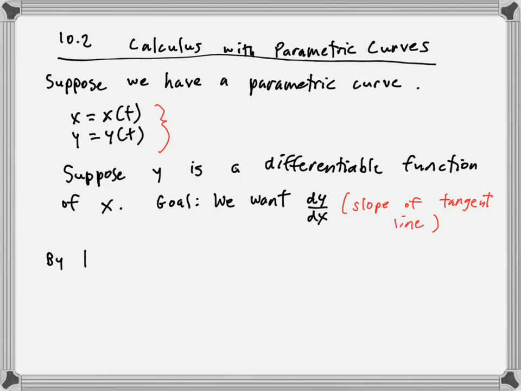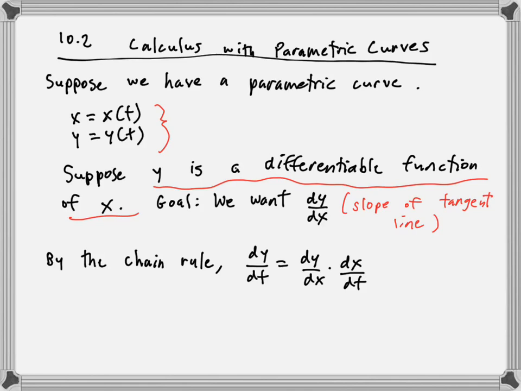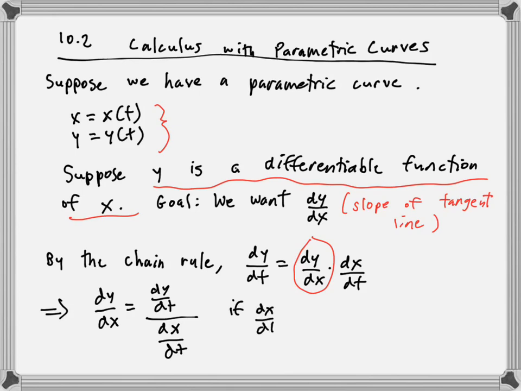So by the chain rule, if you were to do dy/dt, the derivative of y with respect to t, that is equal to dy/dx times dx/dt, right? This is the chain rule, since we're assuming that y is a differentiable function of x. So if we solve for dy/dx, we're trying to get that by itself, we just have to divide both sides by dx/dt. And what this gives us is dy/dx is equal to dy/dt over dx/dt. Of course, this is only possible if dx/dt is not 0.